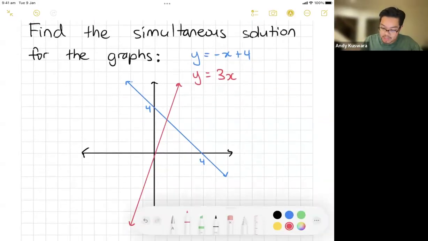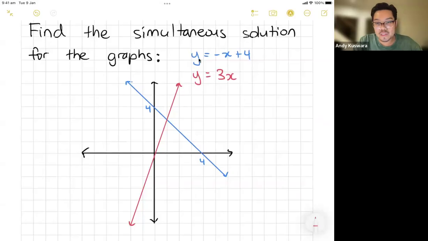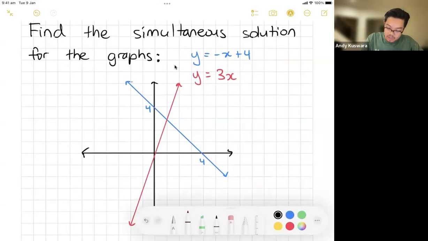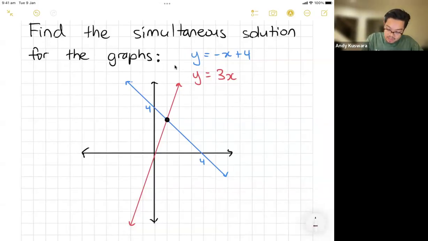Now, I've drawn those two lines here. Hopefully, this is a throwback to your linear relationships, so you recognize that y equals negative x plus 4 means it has a negative gradient, and it has a y-intercept of 4, which you can see with this blue line here. And then this one here is y equals 3x with no y-intercept, which means we cut at 0, and we have a positive gradient. To find the simultaneous solution, it's where these points intersect.